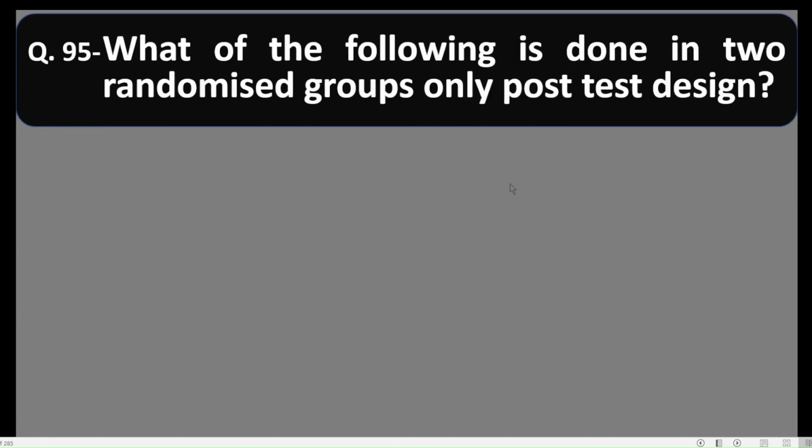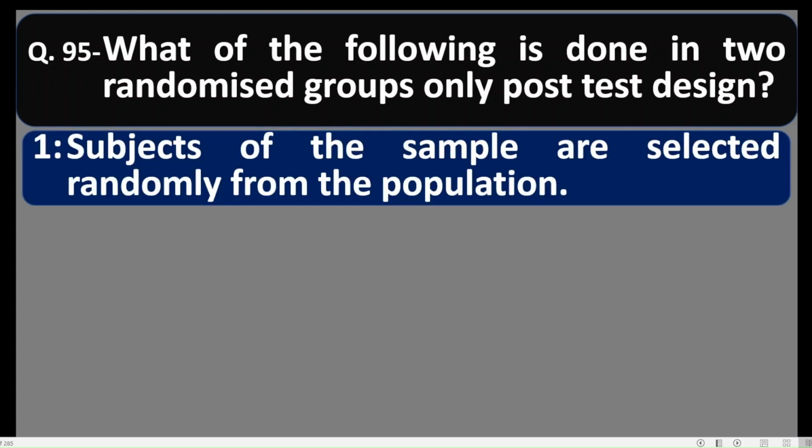Question number 95. What of the following is done in two randomized groups only post-test design? What is done? Let us see. Number one, subjects of the sample are selected randomly from the population.